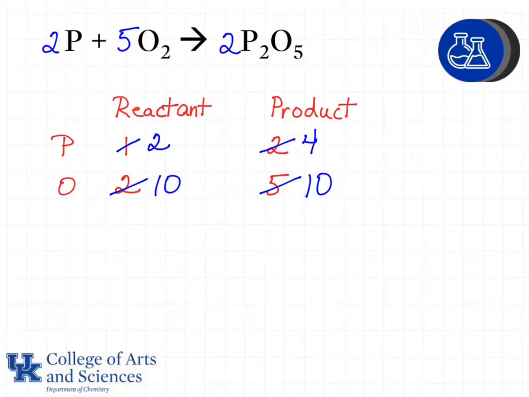However, I can go back and change the coefficient for phosphorus to 4 on the left side, and I end up with 4 phosphorus atoms on the left and 4 on the right. The coefficients go through all the elements in a particular compound, so we have 2 times 2 for phosphorus on the right and 2 times 5 for oxygens on the right.